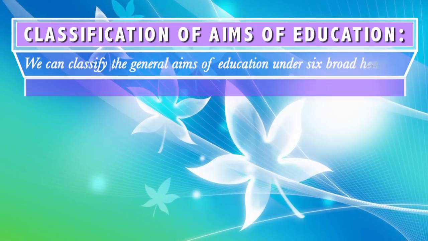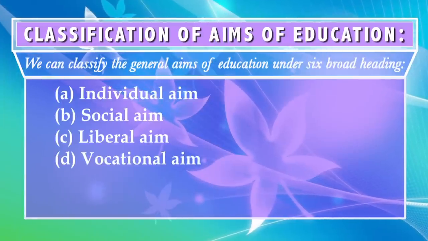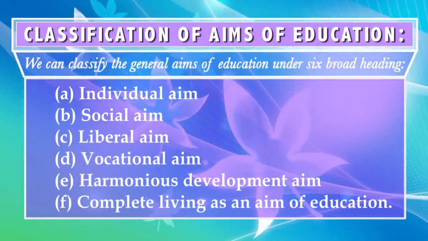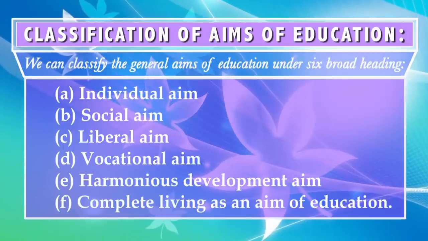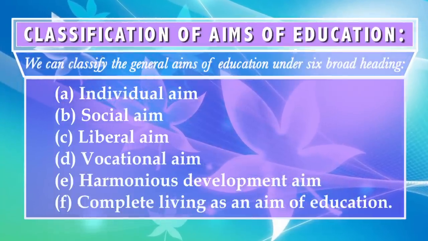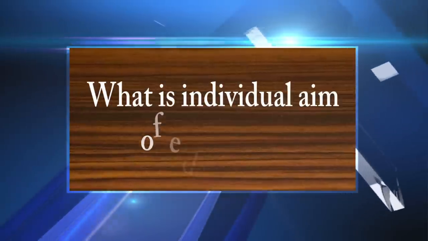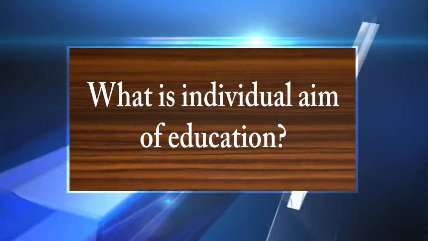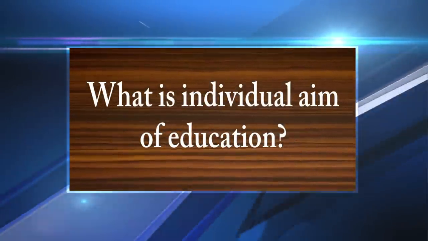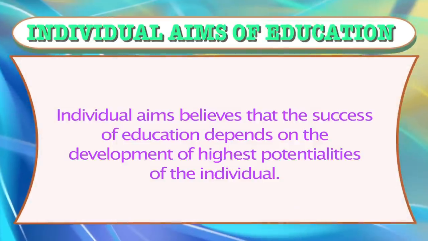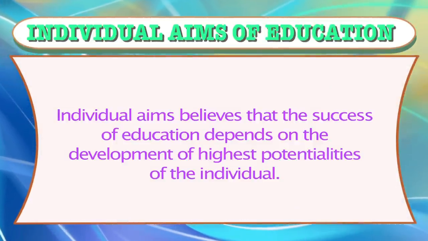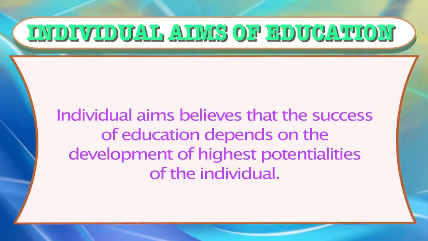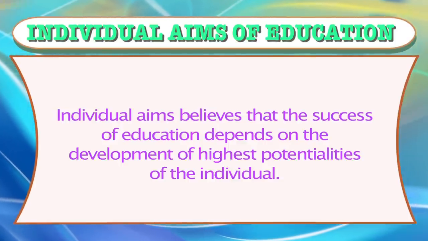They are individual aim, social aim, liberal aim, vocational aim, harmonious development aim, and complete living as an aim of education. So firstly, what is the individual aim of education? The name itself presents that this aim actually emphasizes the development of every individual in the society. This aim believes that the success of education depends on the development of the highest potentialities of the individual.